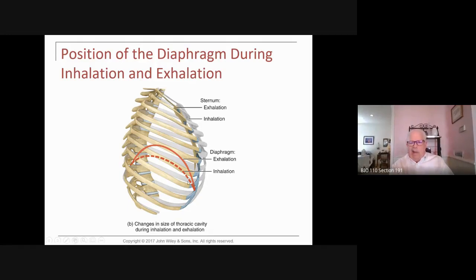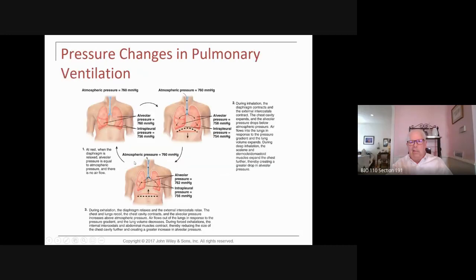When you inhale, the diaphragm contracts. When you exhale, the diaphragm relaxes. This is a repeat of what we just said. So you should certainly know the pressure changes in pulmonary ventilation. All right?